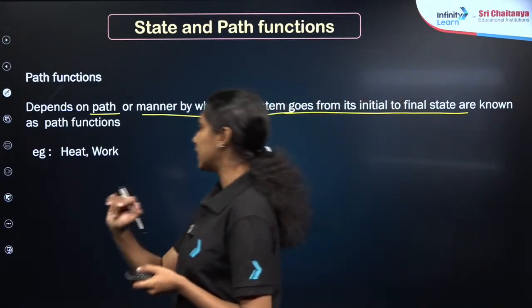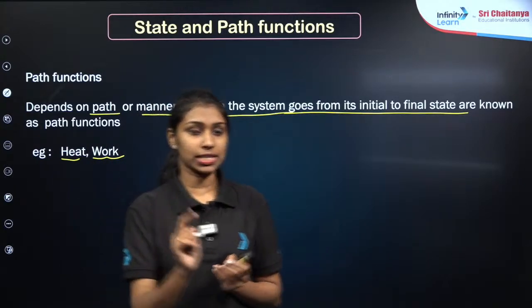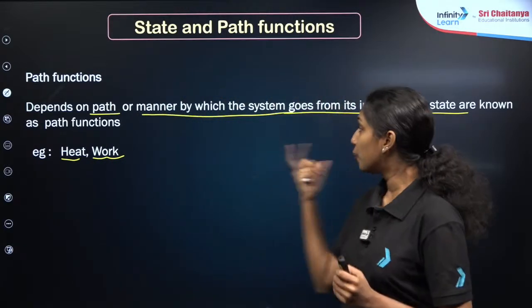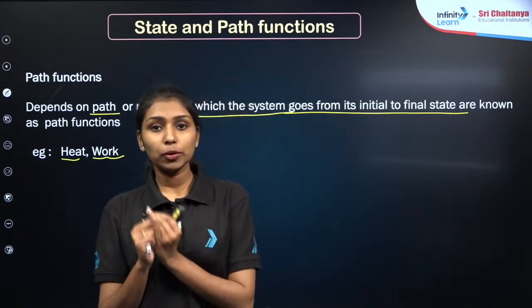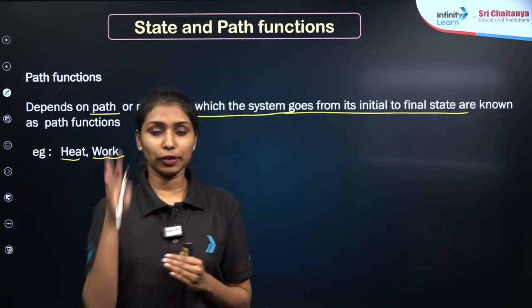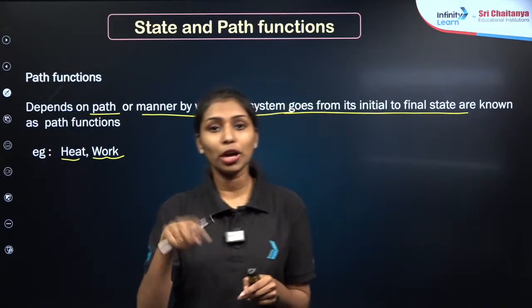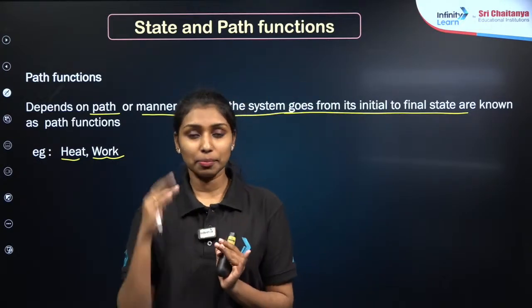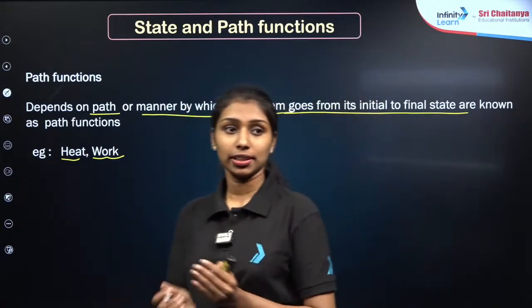Okay, some examples are given here. Heat as well as work are examples of path functions. I will give an example to find out whether work is a path function or not. For example, if I am going to the third or fourth floor of a building, one of my friends is going by lift and I am going by stairs. What will be the work done by those two people, me and my friend? Is it same or different?